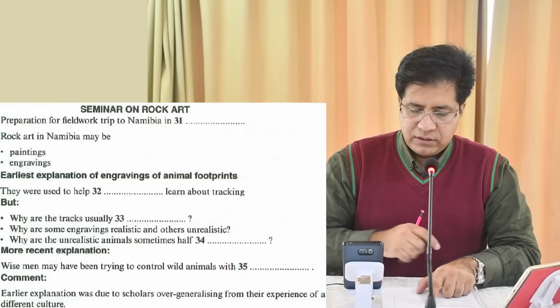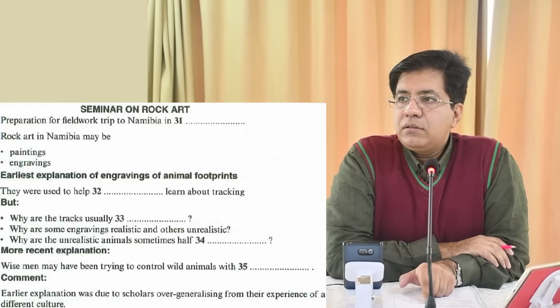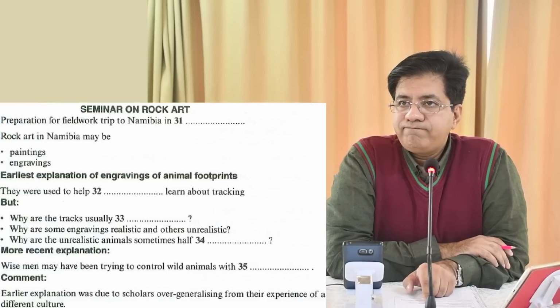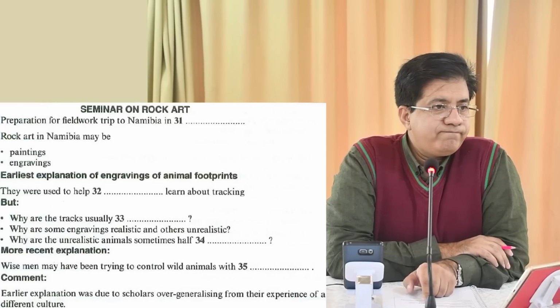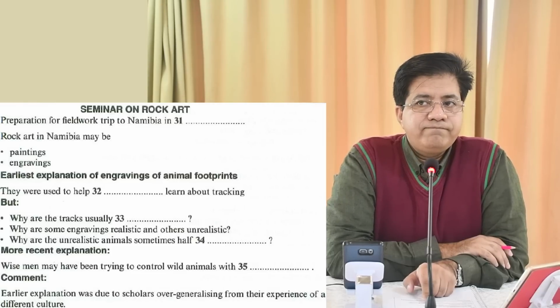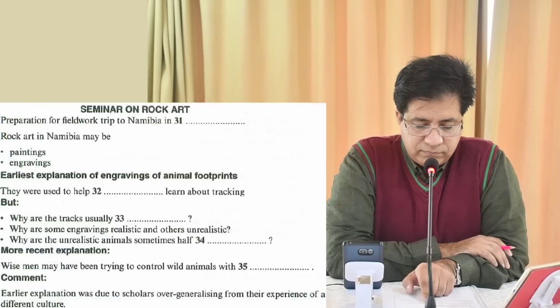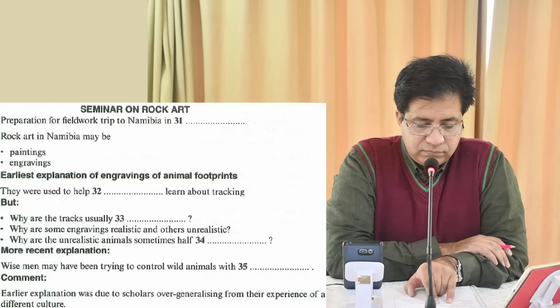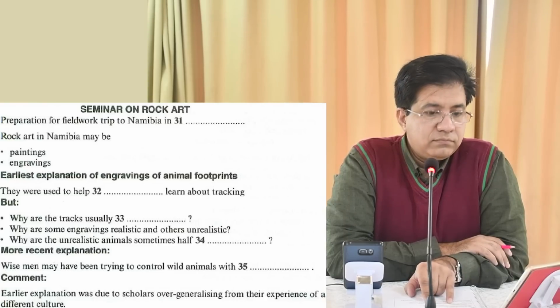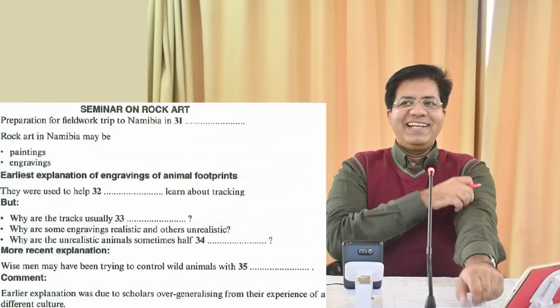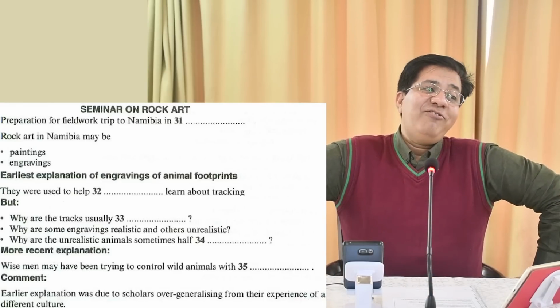Let's see. Well, you'd expect just one clear illustration if the aim was to teach tracking. Now, there were two more problems. Why are some of the engravings of animals very accurate, as you'd expect, all clearly identifiable, and others quite unrealistic? And another mystery. Some of these unrealistic animals, that's in the engravings, seem to be half human. Some, for example, have got human faces.